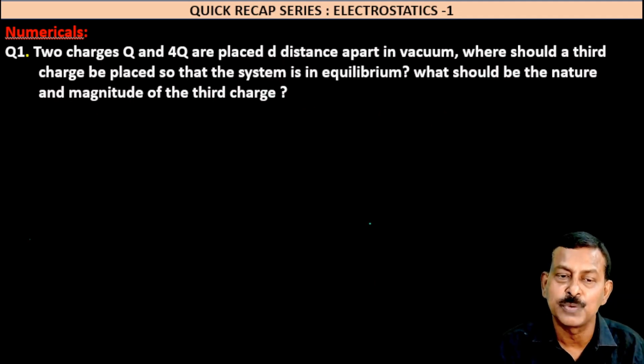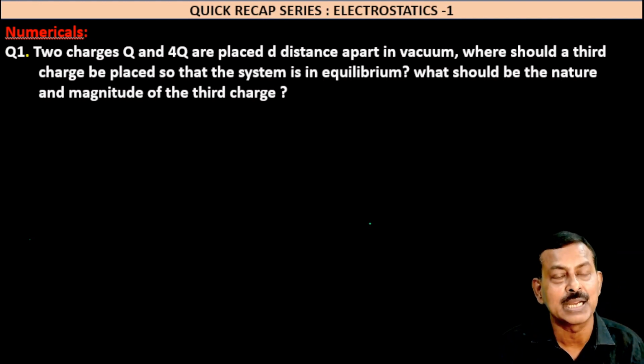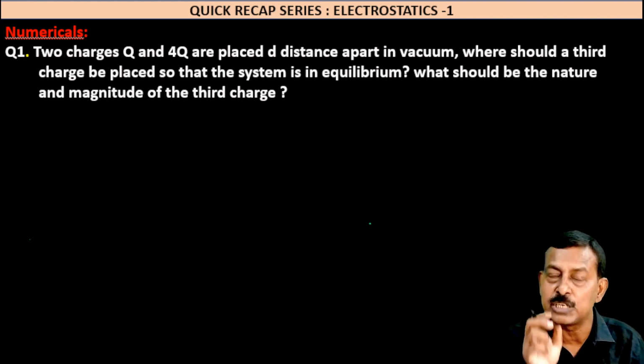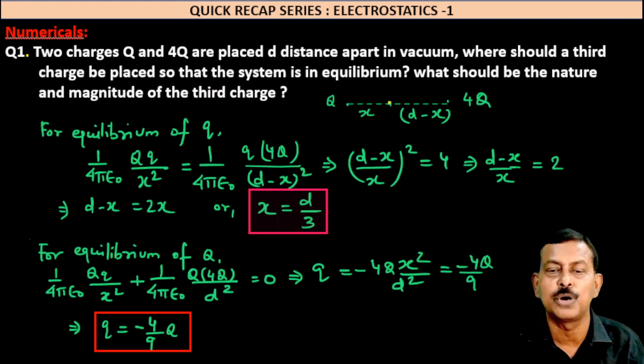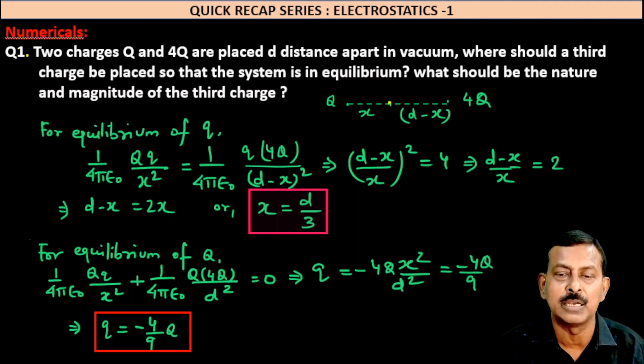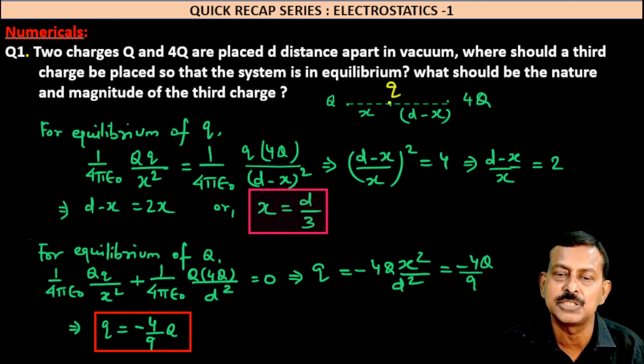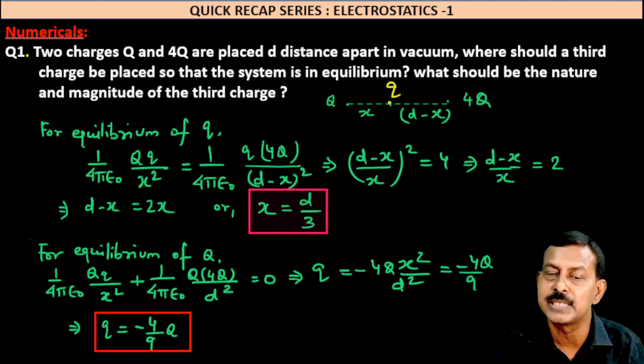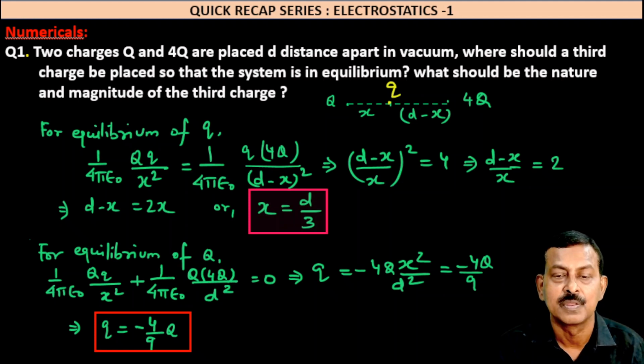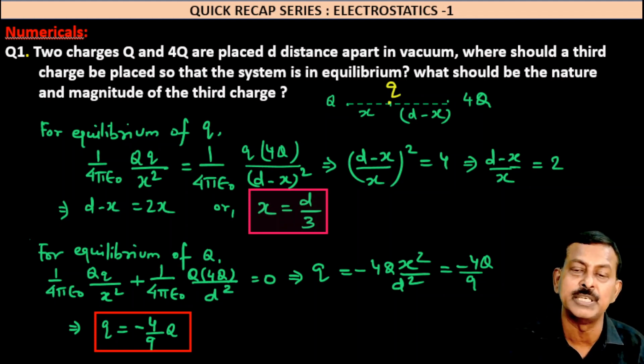The first one is: two charges Q and 4Q are placed a distance apart in vacuum. Where should a third charge be placed so that the system is in equilibrium? What should be the nature and magnitude of the third charge? Now for this, if the system is in equilibrium, it means the net force on each charge is 0. For this, let's take the charges capital Q and 4Q kept at a distance d, and this d is the distance between the two. And suppose I take a third charge, a small q, which is kept at a distance x from the charge capital Q. So obviously its distance from the 4Q will be d minus x.